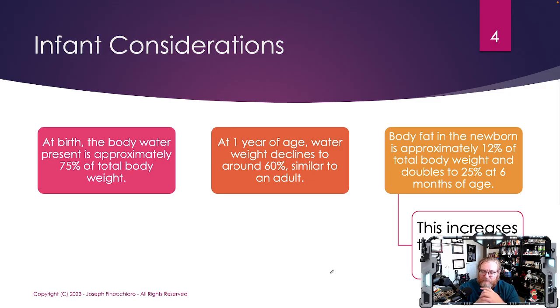So, infant considerations. At birth, the body water present is approximately 75% of total body weight. At 1 year of age, water weight declines to around 60%, similar to an adult. Body fat in the newborn is approximately 12% of total body weight and doubles to 25% at 6 months of age. This increases to about 30% by age 1.